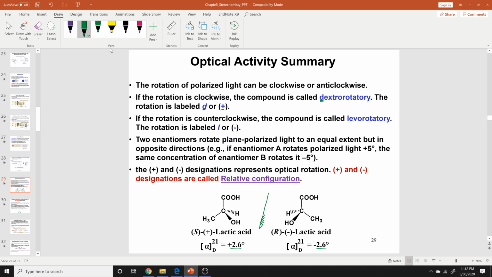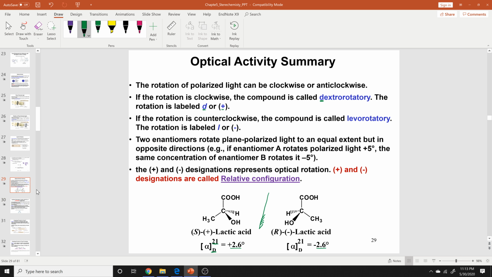When we represent a specific rotation, normally we represent it as a function of temperature. The 21 here is the temperature, and the D is the type of light that we are using. Here I'm using sodium light, the D line. So this is the type of light that I am using.